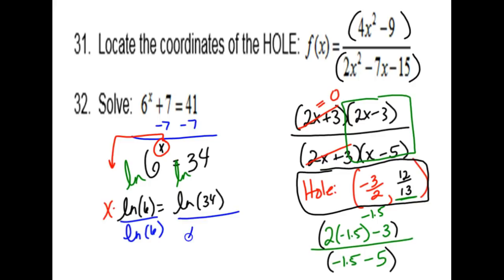The question could be written in exact form on the multiple choice test, or it could be decimal form. So natural log of 34 over natural log of 6 is an okay answer, but if it wants you to approximate, then you'll say it's about 1.9.